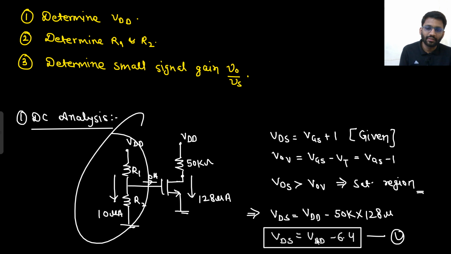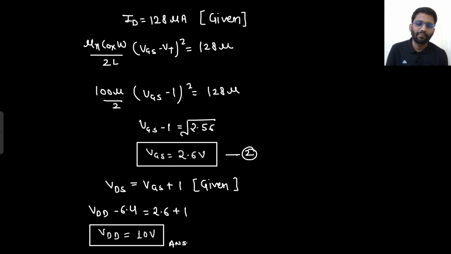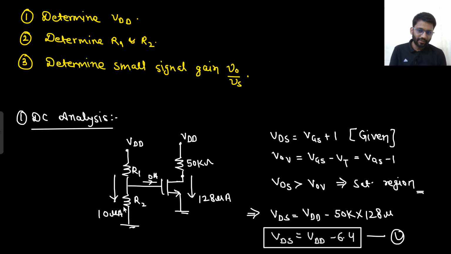For that, I will use this much thing. So I need to calculate R1 and R2. I have the value of VDD. VDD is 10. So let's calculate the value of R1 and R2. So what is given? Given that VDD by R1 plus R2 is equal to 10 microampere. Are you agreeing to this point? VDD by R1 plus R2, this current, is equal to 10 microampere.